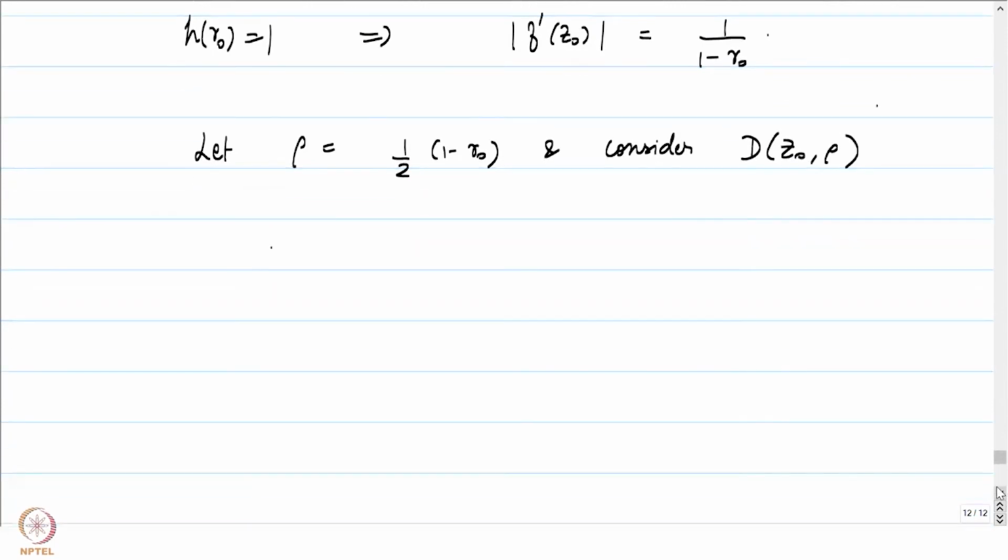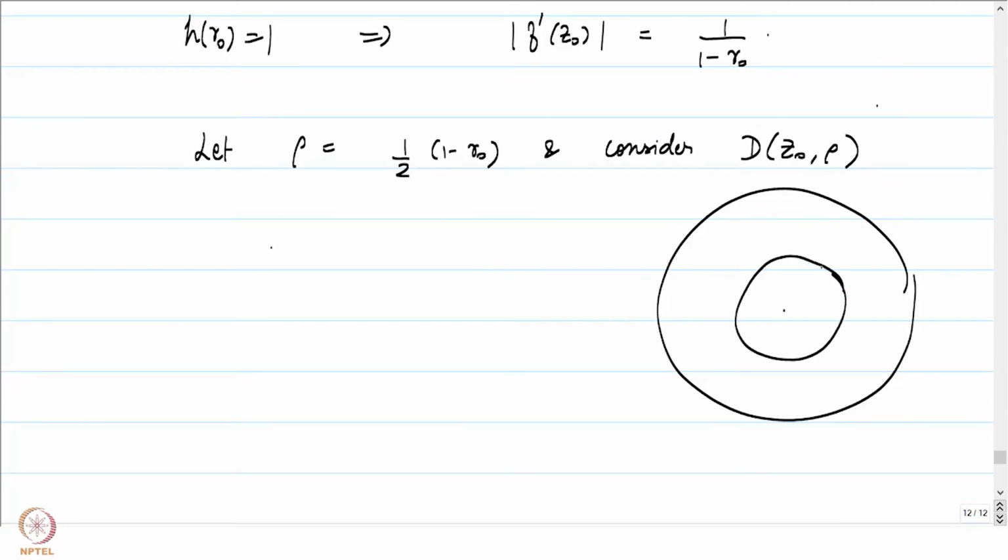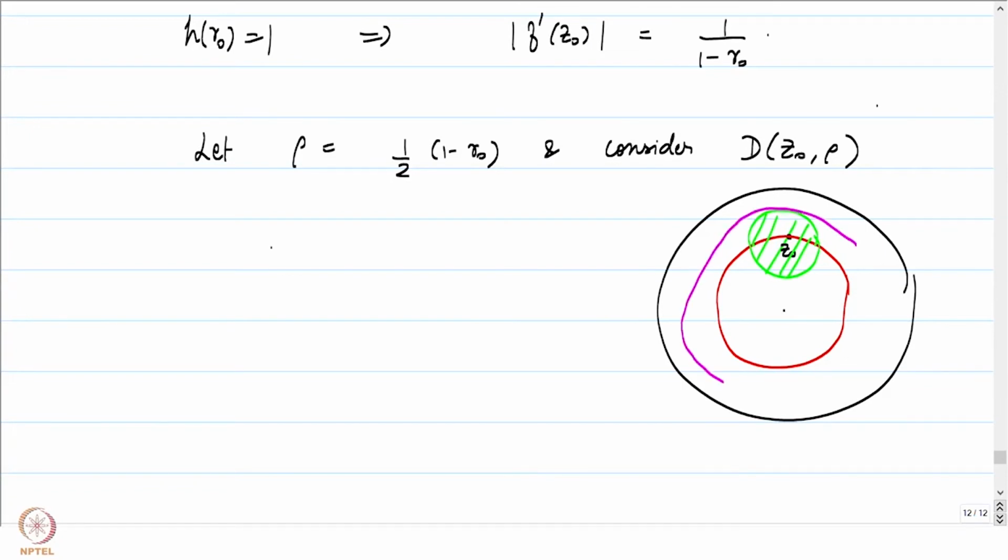Let me draw a picture to capture what we have just done. So this is the unit circle. Maybe I should use colors. Red is the circle of radius r naught. There is the point z naught lying here, and then we have the green circle capturing the disk of radius rho around z naught, and the pink is going to be the circle which captures everything, the disk in which everything is sitting. So let's see what happens. Let's pick some point z here. Let z be some point in D(z naught, rho).